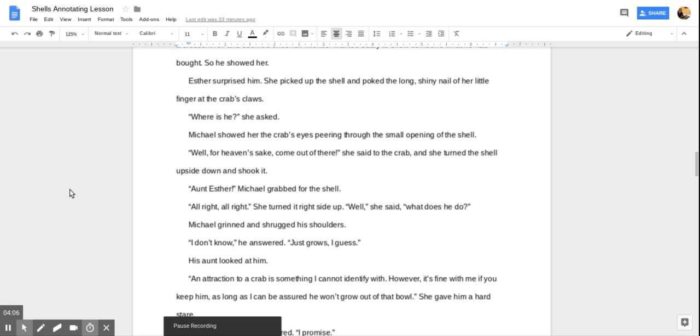So as we know as readers, an important thing that happens in many stories is characters change, and often their changes lead to helping solve the problem. And that's what happens in this story. Michael and Esther go and buy a hermit crab named Herman, and suddenly we start to see the characters changing.